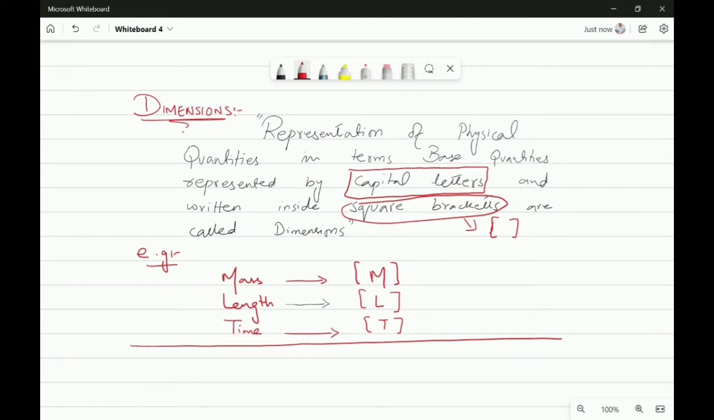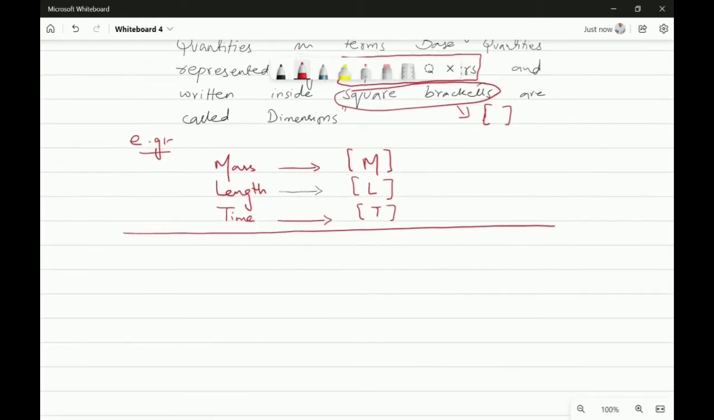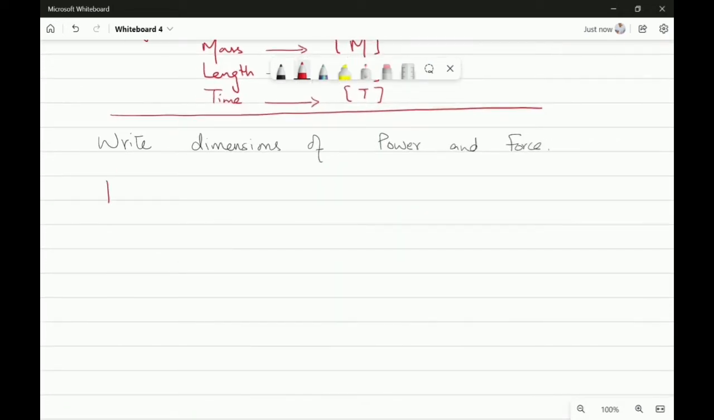And keep it in your mind, if you are good enough in learning the SI units, then you will be writing dimensions very easily. For example, write the dimensions of power and force. So these are physical quantities, and we will check how to write these one by one.